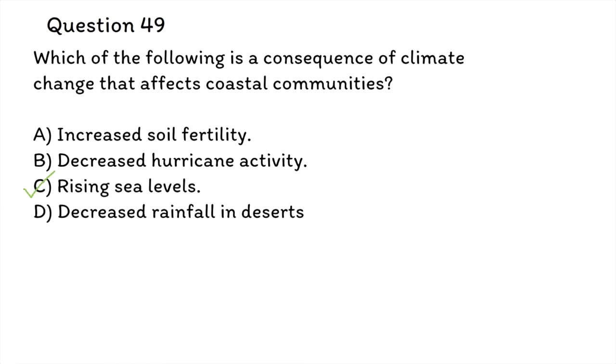Rising sea levels. As global temperatures rise, polar ice caps and glaciers melt, contributing to higher sea levels. Additionally, the warming of the ocean leads to thermal expansion of water, further elevating sea levels. This results in increased coastal erosion, flooding, and can even lead to the displacement of communities. It also threatens important ecosystems such as mangroves and coral reefs.